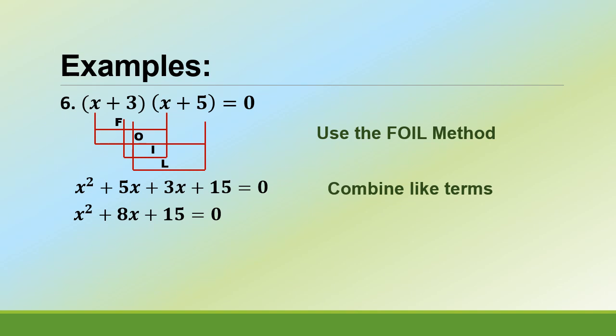Now, it is a quadratic equation, and we can identify the values of A, B, and C. So, dito, anong value ni A? Okay, so dahil walang kasama si x squared dito, automatically, ang value ni A ay 1. So, ang value ni B ay positive 8. Ang value ni C ay positive 15.